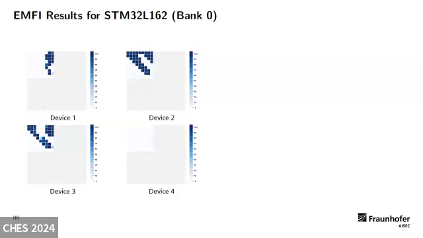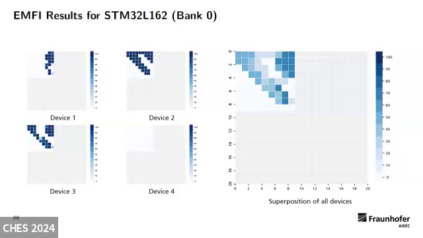So let's take a look at the superposition of all these results for this bank 0. Then we can see we have a success rate of 50-60% for this bank 0, which is quite okay. If you're an attacker and want to extract, for example, firmware, then you need a couple of devices and can extract the firmware.